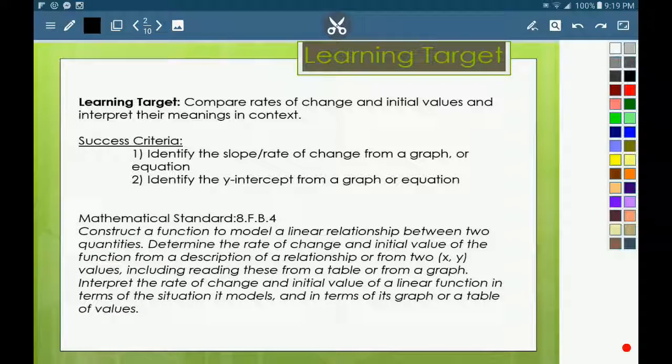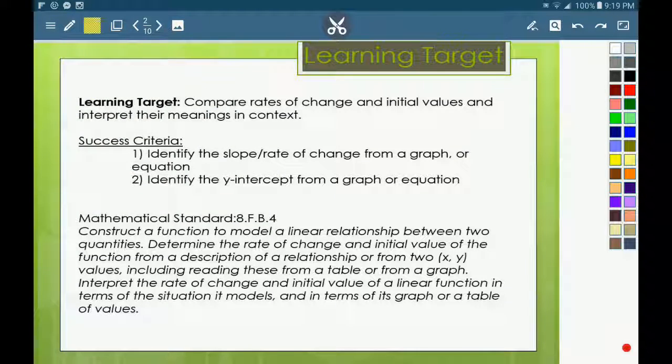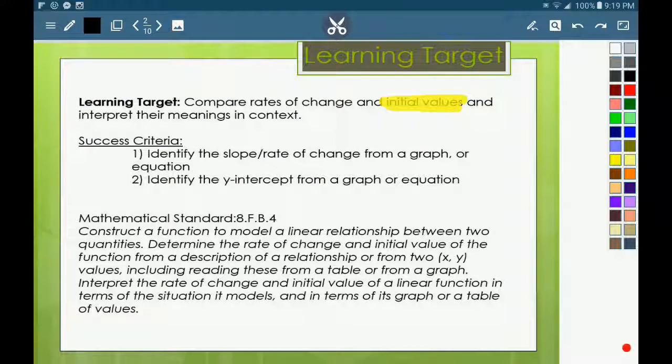Let's take a look at the learning target. It says we're going to compare rates of change and initial values and interpret their meanings in context. This is the same learning target that we've had for the past couple days, and I just want to highlight that initial value portion. You've been seeing that we're going to be talking about initial values, and this is the lesson that actually entitles what we're learning, initial value.